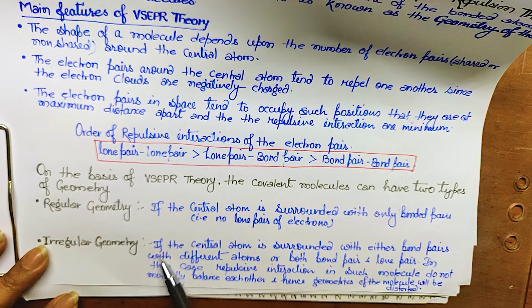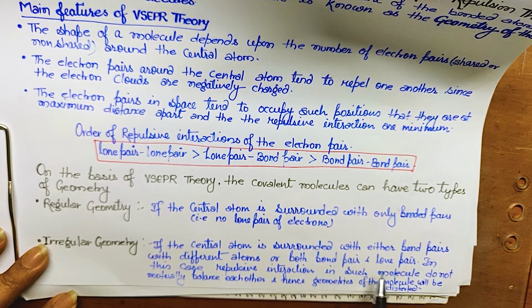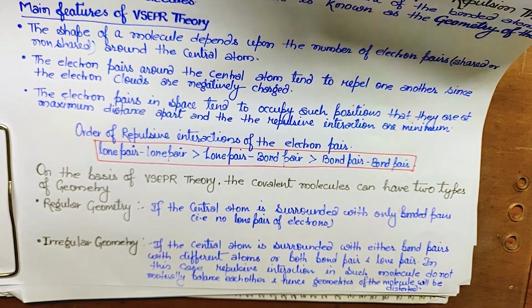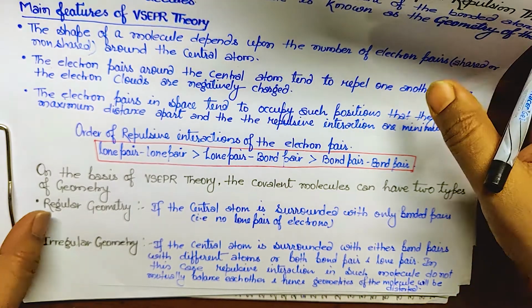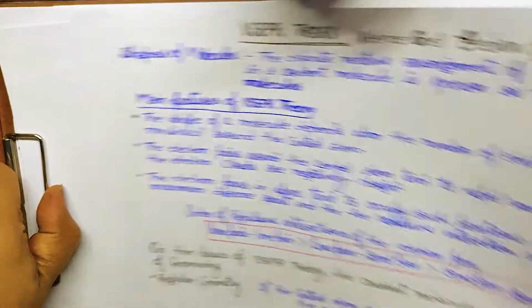This is the same line written here. If the central atom is surrounded with either bond pairs with different atoms, or with bond pairs and lone pairs, in this case the repulsive interactions in such a molecule do not mutually balance each other. Alag-alag honge, so obviously they will not be able to balance each other, and that's why the geometry of the molecule will be distorted. Let me explain with some examples.